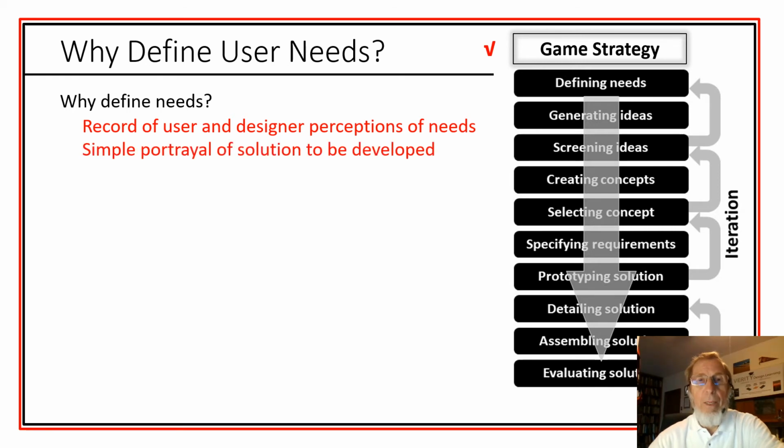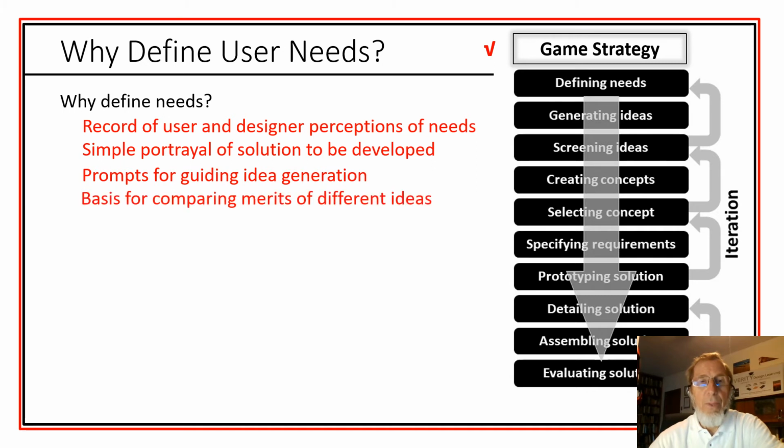Secondly, our needs give us a simple portrayal of what the solution is going to be that we're going to develop. It's a first picture of what we're going to produce. Third, our list of needs serves to prompt us when we are generating ideas for our solution. And fourth, our needs become a basis for comparing the merits of the different ideas that we do generate.